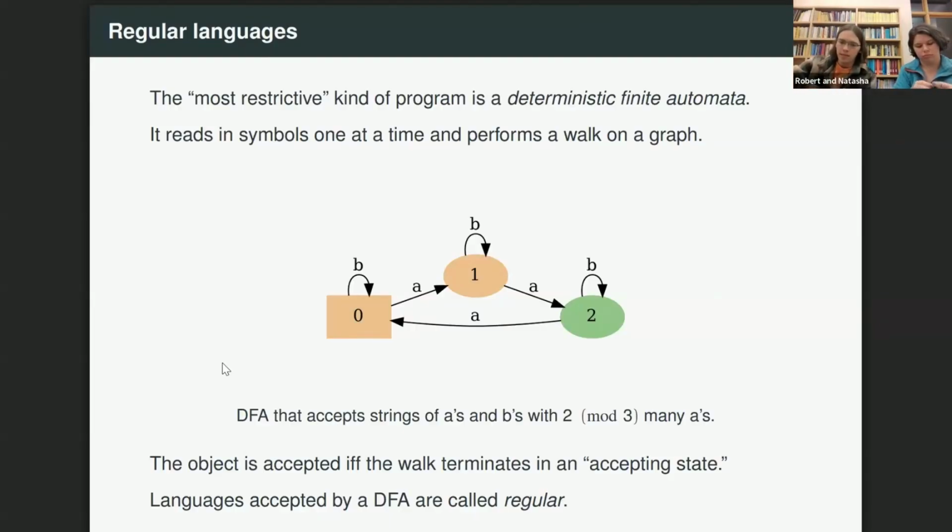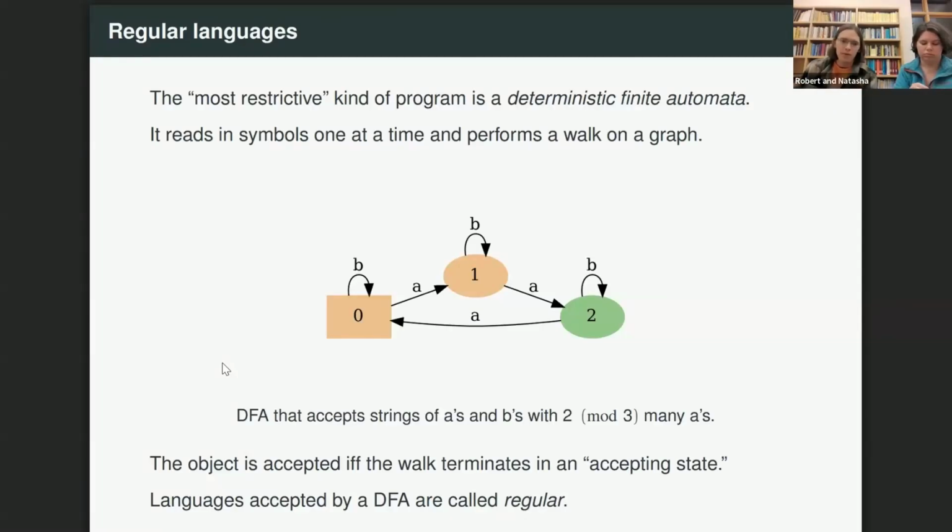What it does is it reads in a string one symbol at a time and uses the symbols that it reads in to conduct a walk on its graph. So you read in symbols, they tell you a walk on a graph, and when you're done walking on the graph, you look at where you're standing. What vertex are you standing on? If you're standing on what's called an accepting vertex, then the DFA says, yes, you're in the language. If you're standing anywhere else, you say, no, you're not in the language. So this is what a DFA does.